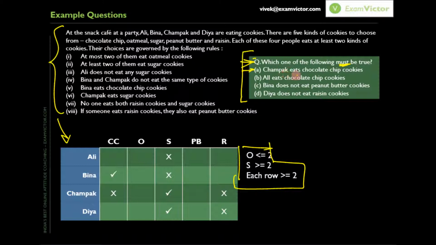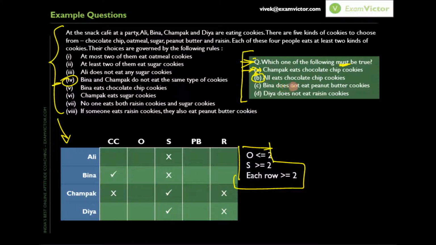A, Champak eats chocolate chip cookies. So it is not true. You can see that it's exactly false. So A is not an option because Champak definitely doesn't eat chocolate chip cookies, because Bina is eating chocolate chip and Champak and Bina don't eat the same type of cookie. So A is not the answer. B, Ali eats chocolate chip cookies. Now there is a blank for Ali. We don't know, right? We don't have information enough to decide if Ali should eat or should not eat a chocolate chip cookie. So B, we just don't have enough information to say yes or no.